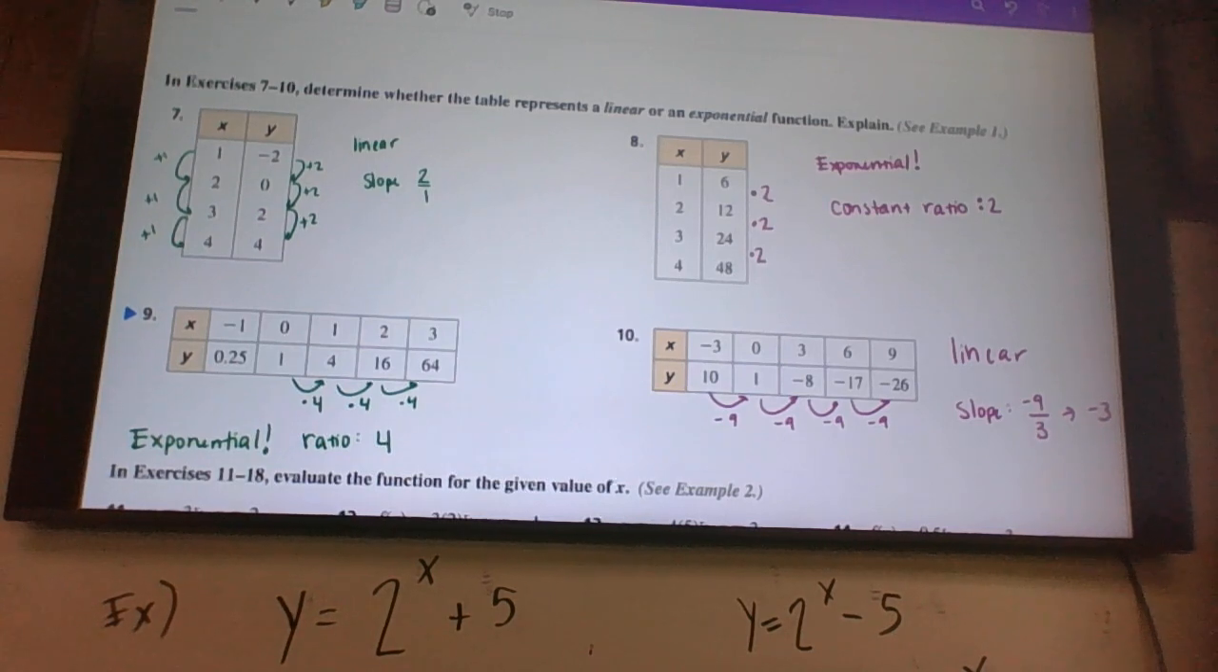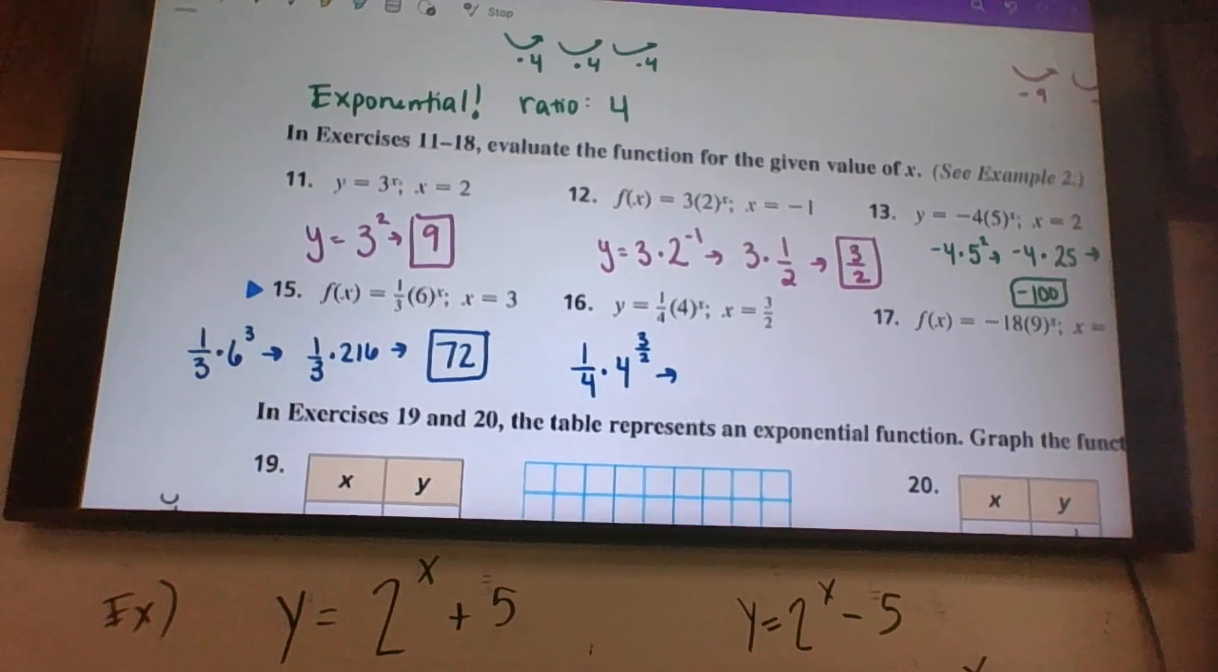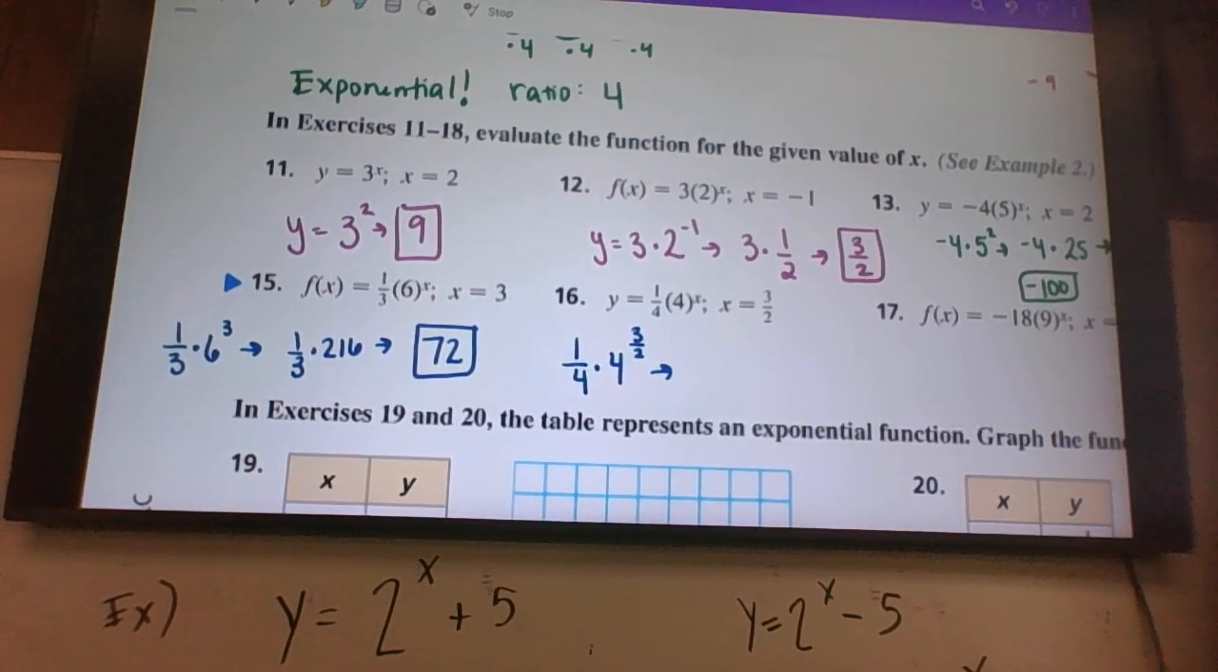Alright, let me show the rest of the answers. Here, that's 4. The last 2 are 9, 3 over 2, negative 172. Infinity.